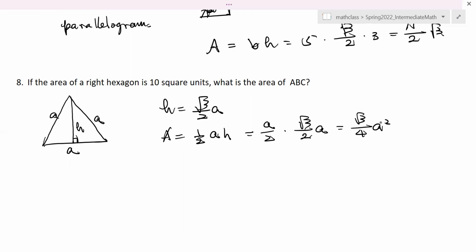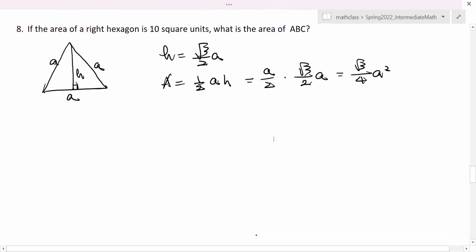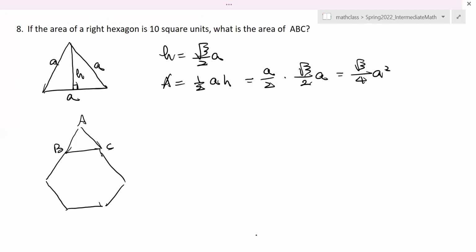All right, so we have a regular hexagon. The area of the regular hexagon is 10 square meters. So what is the area of ABC? Let me draw the picture here. So this is a hexagon, and this is ABC. We are given the area of the hexagon. We want to find the area of this little triangle over there. How can I do that?